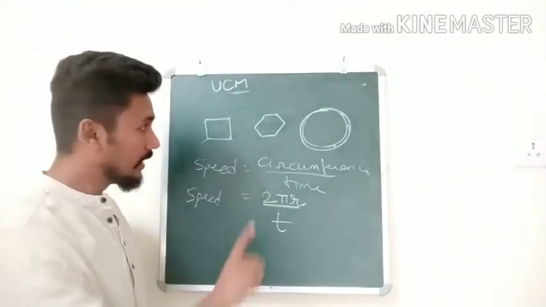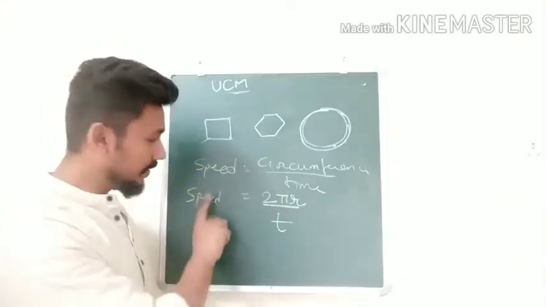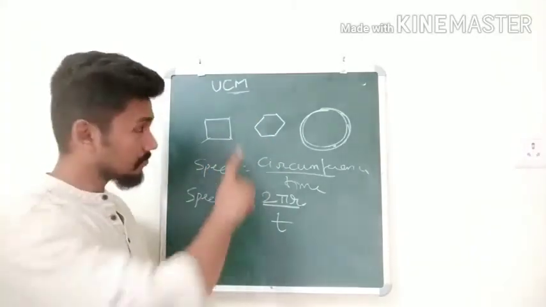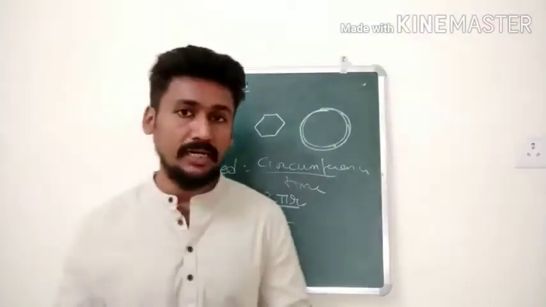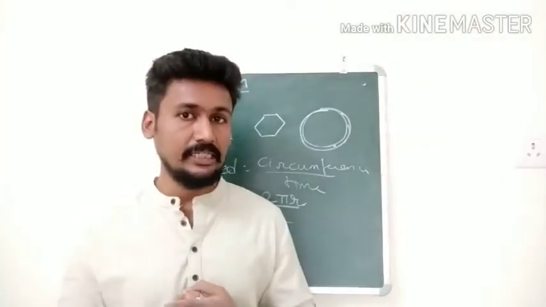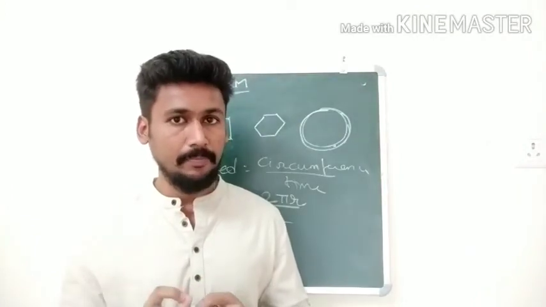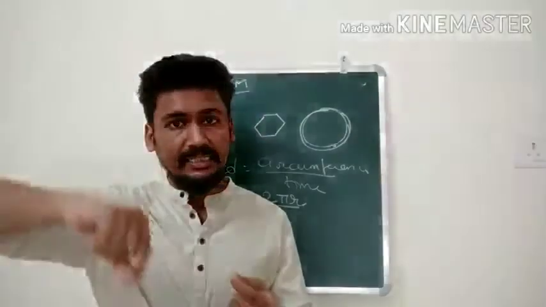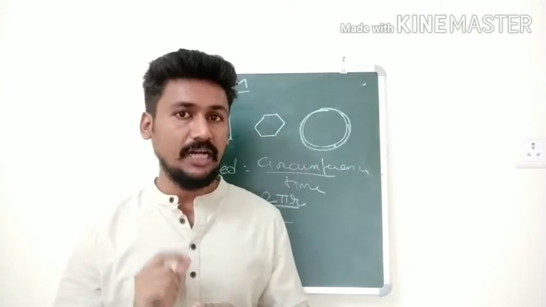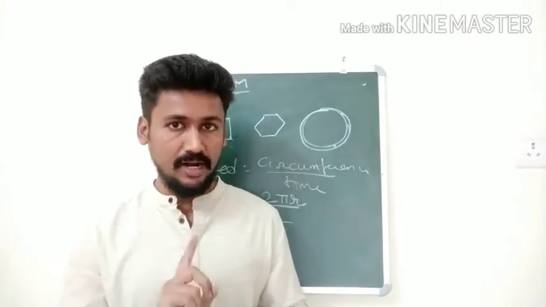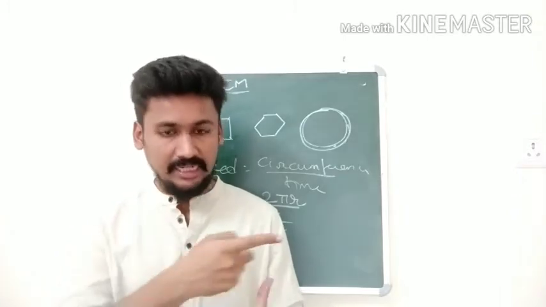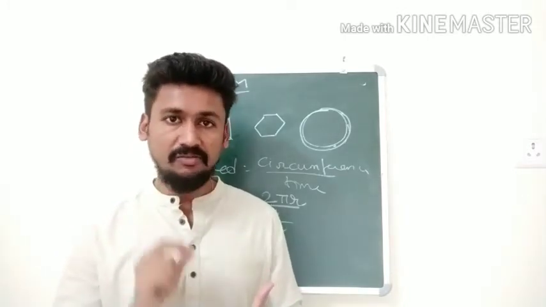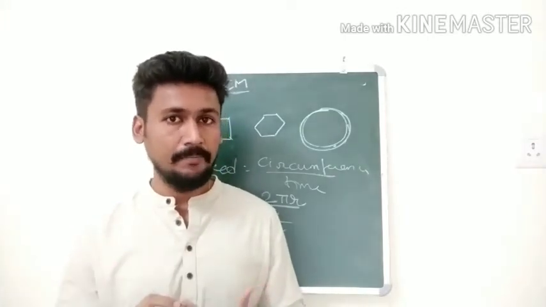And as I said, the motion in which the speed of the object will be constant will be called uniform circular motion. So what do you understand? The motion of our earth around the sun is a UCM. Why? The earth takes the same amount of time for each round. To complete one round, earth takes 365 days. That time is constant. The distance is also constant. Therefore, we will say our earth is having UCM.